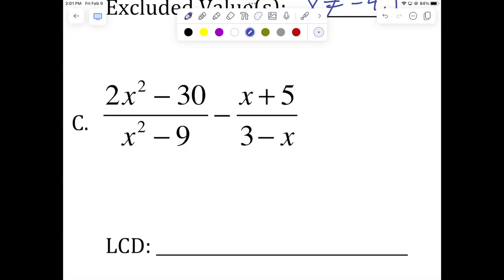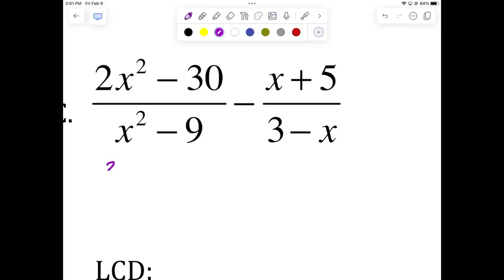Factor it. Let's factor it. I'm going to use purple here. Purple on a Friday afternoon. In the top, I could factor out a 2. I don't necessarily need to factor the top, but I might as well try in case something divides out with the bottom right away.